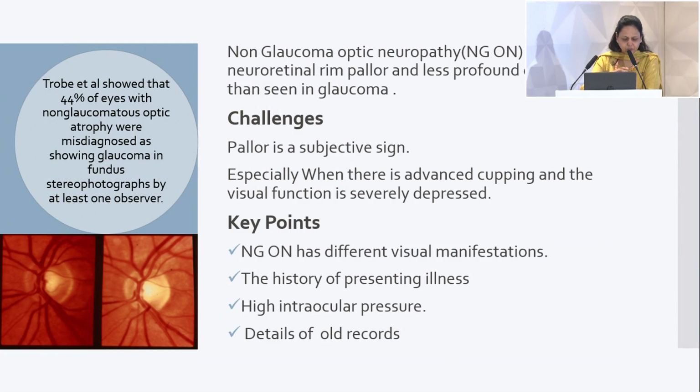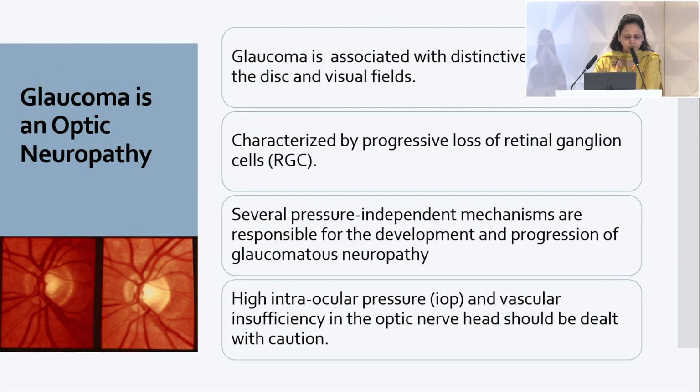Having said that, when we talk about the non-glaucomatous cupping, there are various challenges, especially when we come to the pallor. A study done by Toby et al. showed that 44% of the eyes with non-glaucomatous optic atrophy were misdiagnosed. The major challenge is to differentiate between a glaucomatous cupping and a pale disc. The key points I would be sharing here: the non-glaucomatous cupping do have different visual manifestations. The visual field should be looked at carefully. The history of presenting illness, high intraocular pressure, and the details of old records should always be looked for.